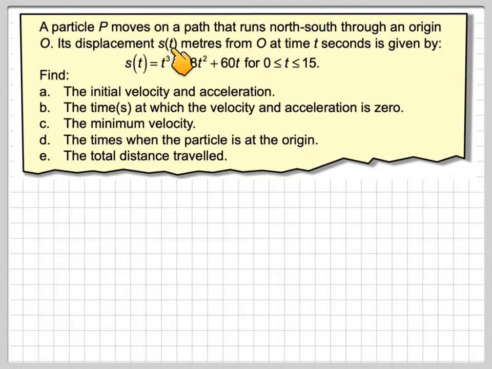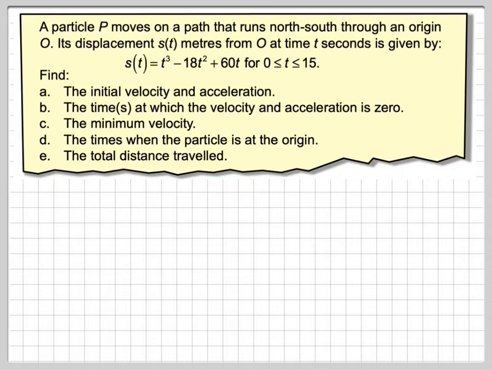So it says a particle P moves on a path that runs north-south through an origin O. Its displacement s(t) meters from O at time t seconds is given by s(t) = t cubed minus 18t squared plus 16t, for t between 0 and 15. Find the initial velocity and acceleration, the times at which the velocity and the acceleration are 0, the minimum velocity, the times when the particle is at the origin, and the total distance travelled.